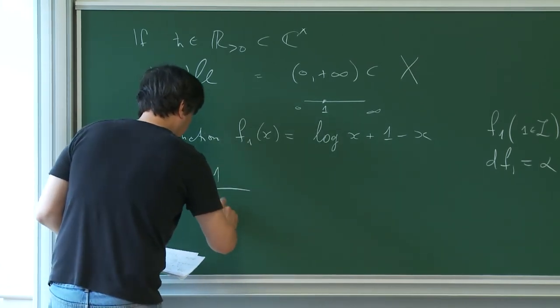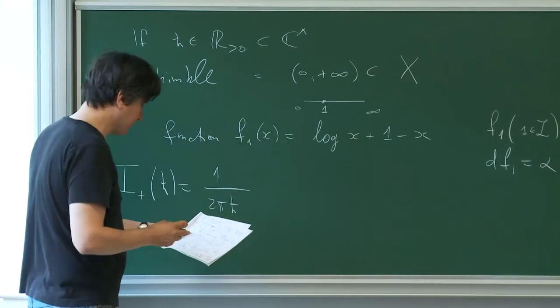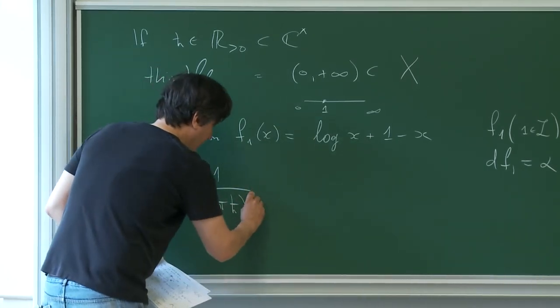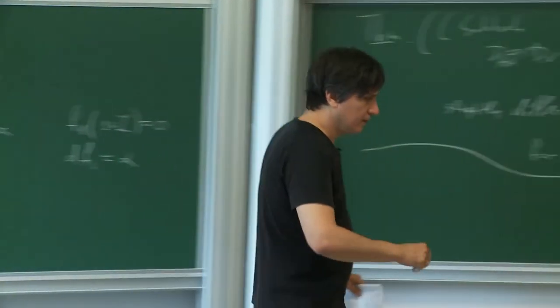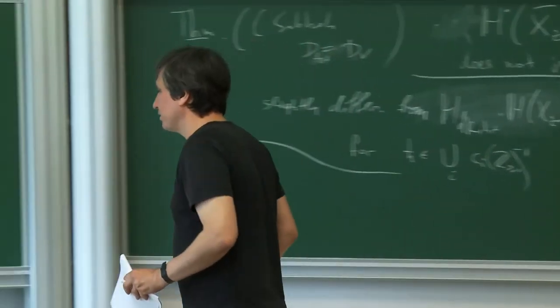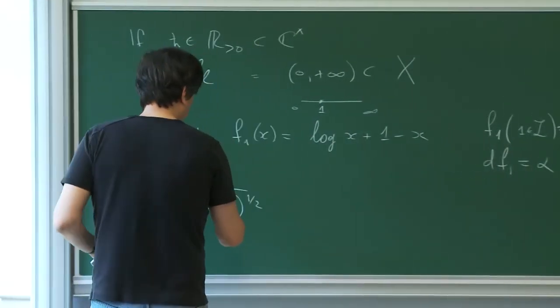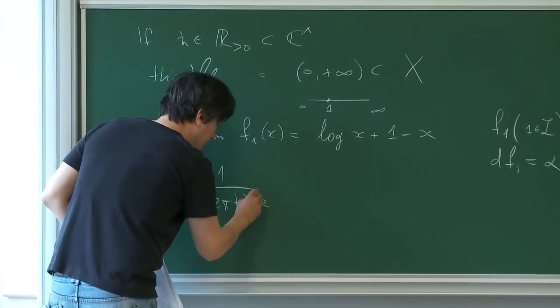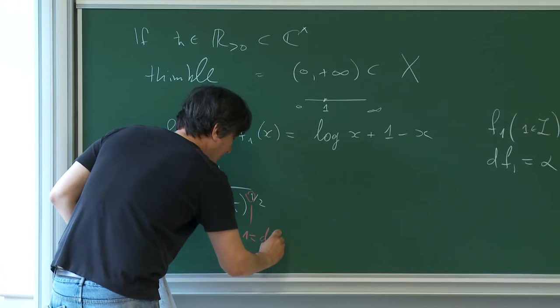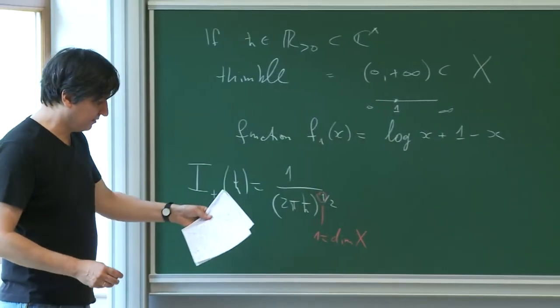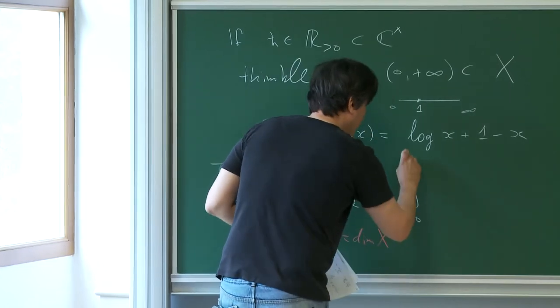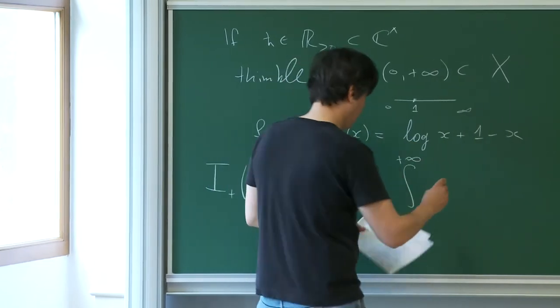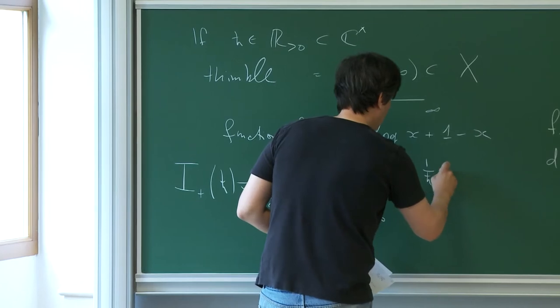The general prescription was the following. You take the square root of 2 pi h bar, to the power of the dimension of my manifold, which is one. So it's this universal formula. Then you integrate from 0 to plus infinity, the exponent of 1 over h bar times f1 of x.